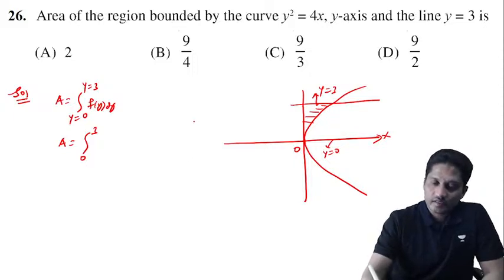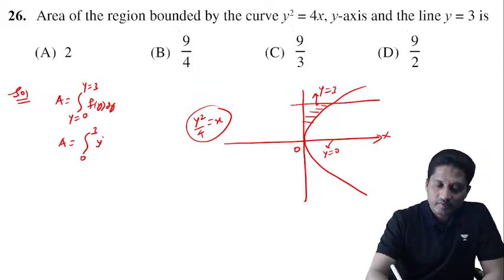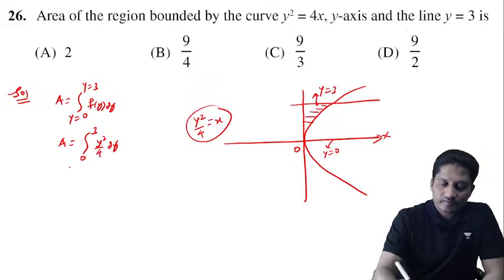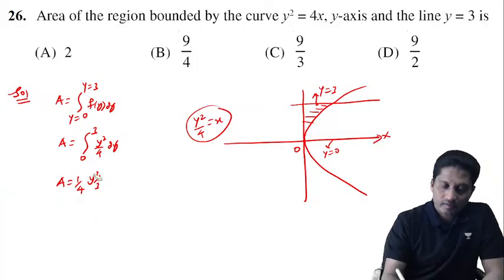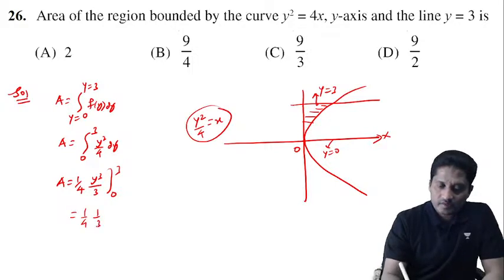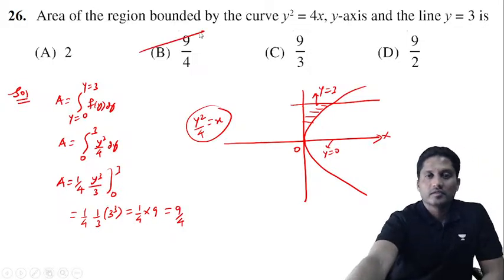Area is equal to 0 to 3. Okay, function of y, I can write y square by 4 is equal to x. This is y square by 4, and then this is dy. Area is equal to 1 by 4. Integration of y square is y cube by 3 between the limit 0 to 3. 1 upon 4, 1 by 3. 3 cube is 27. So this is 1 by 4 into 9. That is equal to 9 by 4. Answer is option B. Right.